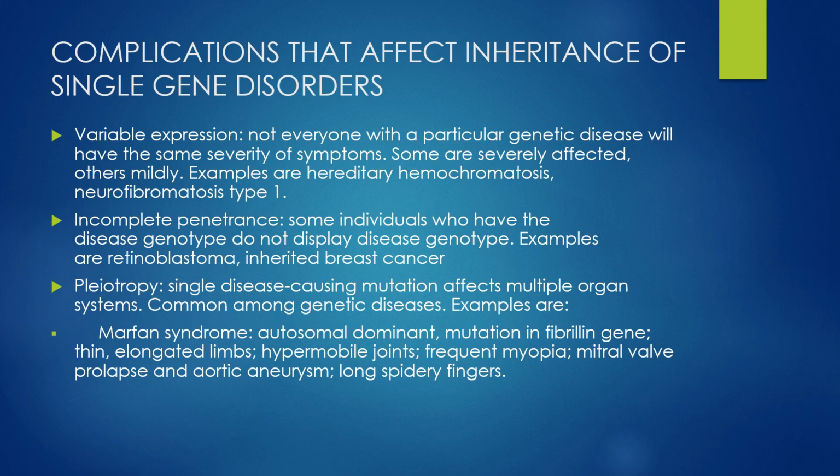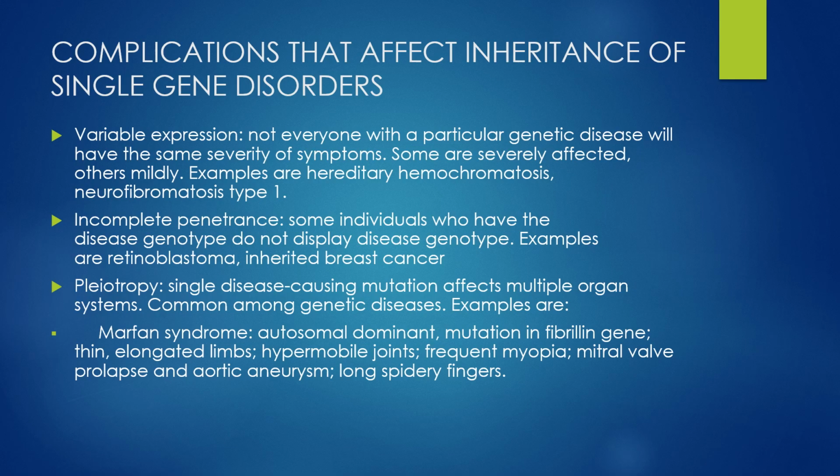Our second complication is incomplete penetrance. Now, what happens is that some individuals who have a particular disease genotype do not display the disease in their phenotype. So yes, they do have the gene, but it's not everybody that expresses it physically. Examples are retinoblastoma and inherited breast cancer.